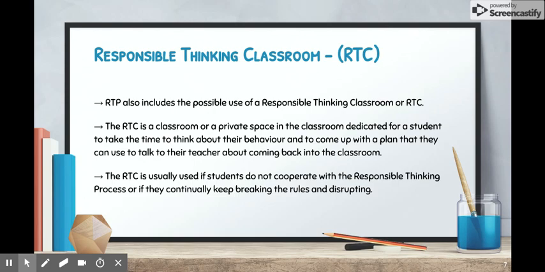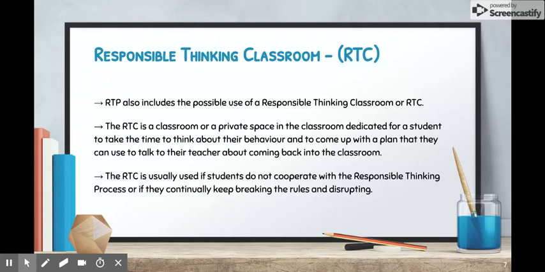The Responsible Thinking Classroom, or RTC, is generally used for children who continue to break the rules or who don't cooperatively answer the question process that is posed by the teacher. The idea of the Responsible Thinking Classroom is that the students will have to go to this space and use the time to form a plan about how they are going to work on their behaviour and negotiate with their teacher to come back to the classroom.